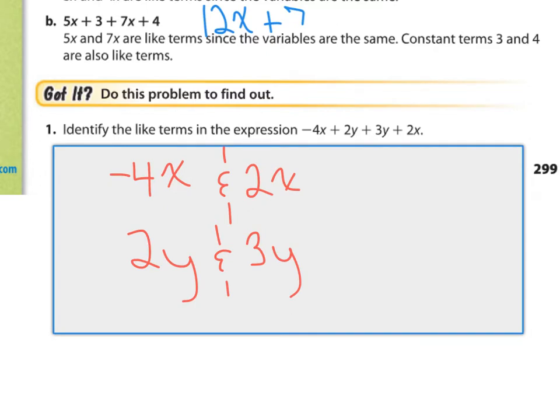At this point, you could use the commutative property when you have an expression like this. Shift the terms around so that the like terms are next to each other, and then simplify. So you would have negative 4x plus 2x, we make it negative 2x. So that would be negative 2x plus, then you have your 2y and your 3y together makes 5y.